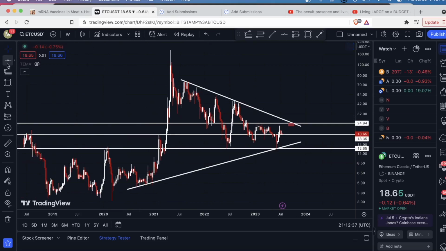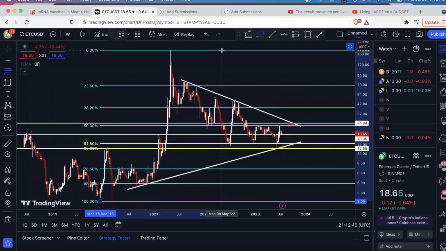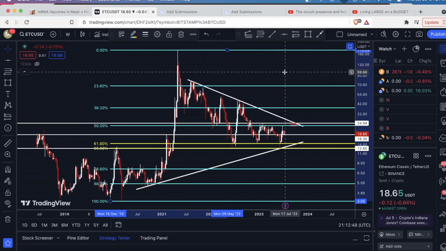I think I'm going to run a fib, and let's see if we get support. This support here is at a significant level. So I'm going to run from the swing low up to the swing high. And yes, okay, so this is pretty healthy.